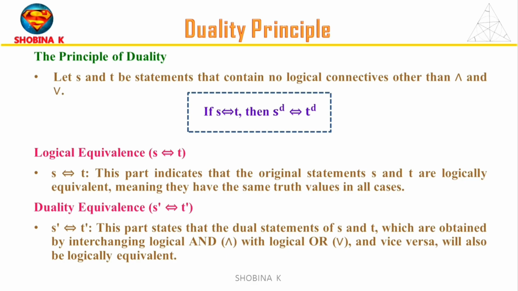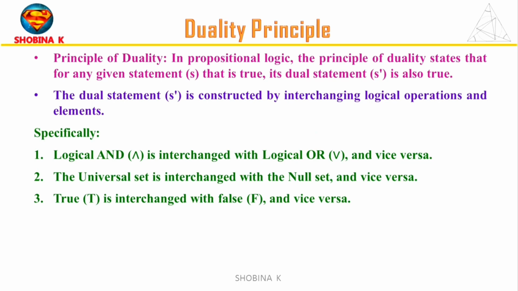Let's break down the statements. S is logically equivalent to T. This part indicates the original statements S and T are logically equivalent, meaning that they have the same truth value in all cases. S dash is equivalent to T dash. This part states that the dual statements of S and T, which are obtained by interchanging the logical AND with logical OR and vice versa, will also be logically equivalent. S and T are the original statements. S dash and T dash are dual statements. In propositional logic, the principle of duality states that for any given statement that is true, its dual statement is also true. Now let's see how to construct the dual statement.